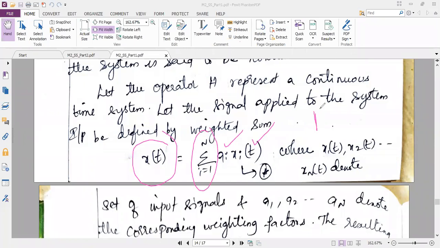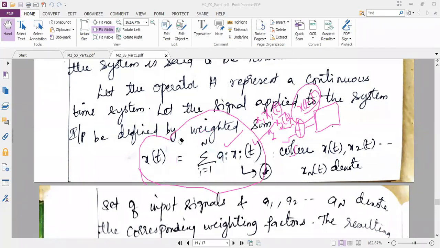It is like this. I have a system, and my system is accepting a number of inputs. All those inputs I am giving to the system. So finally here it is x of t. My first input is x1 of t along with the scaling factor, that means a1. Similarly my second input is a2 into x2 of t. If I add all these, that is nothing but my total input x of t. The same thing I have given in the form of an equation: x of t is equal to summation i equals 1 to n of ai into xi of t.